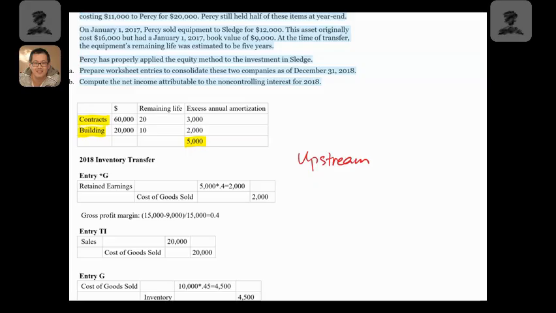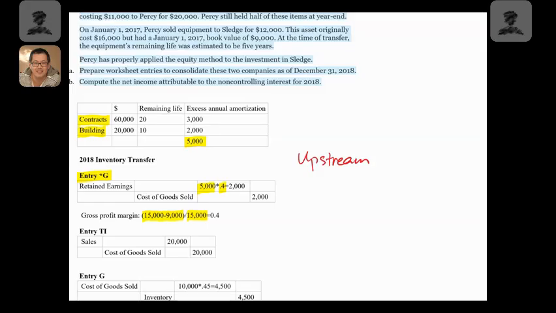Let's prepare the consolidated entries for 2018. Because there are some remaining inventories coming from last year, 2017, the first entry we need to prepare is entry *G to recognize deferred profit from last year. Because this is upstream, for this *G we debit retained earnings and credit cost of goods sold. The deferred amount is going to be the remaining inventory, 5,000, times the gross profit in last year. How do I get the gross profit? Gross profit equals the selling price minus cost, divided by the total selling price. That gives us 40%.